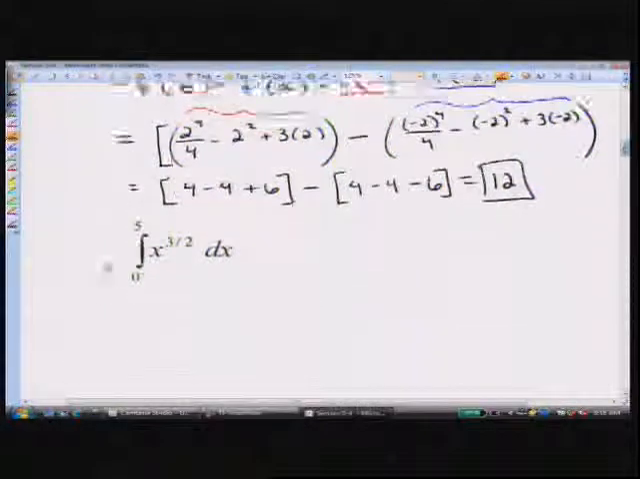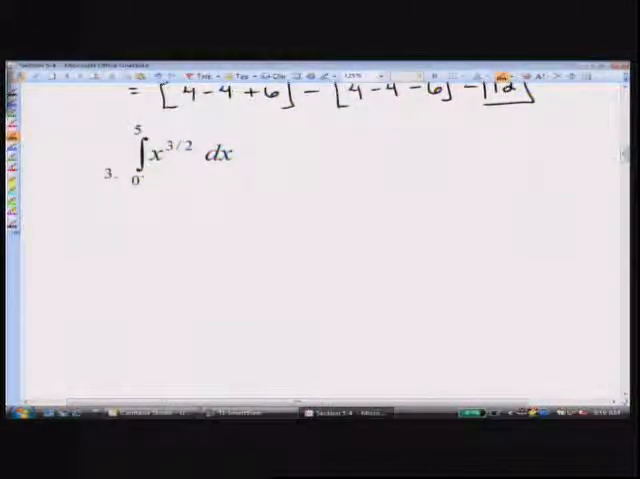Okay, so Robinson, do you want to try number 3 for me? Do you want to tell me what that one's going to be? Can you start by telling me big F of x?